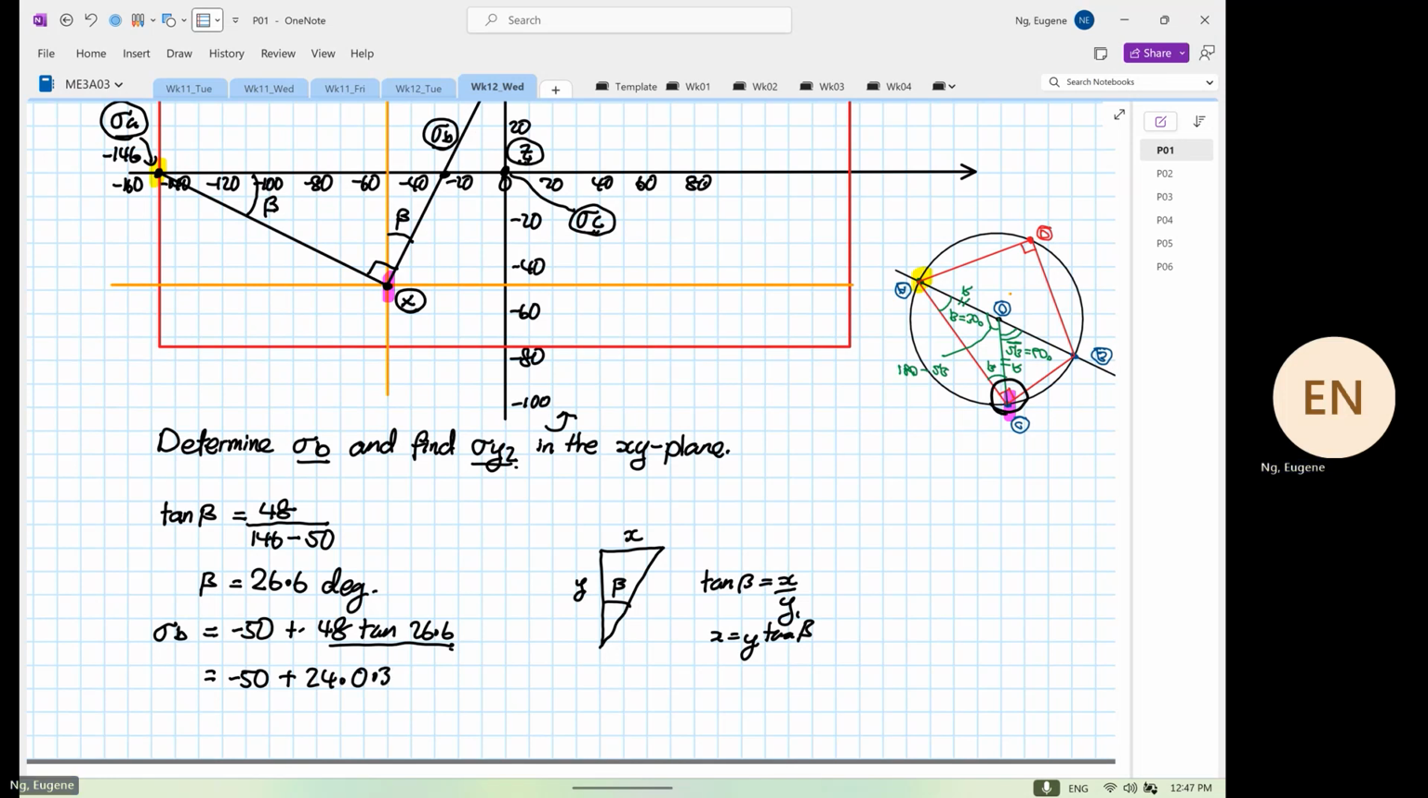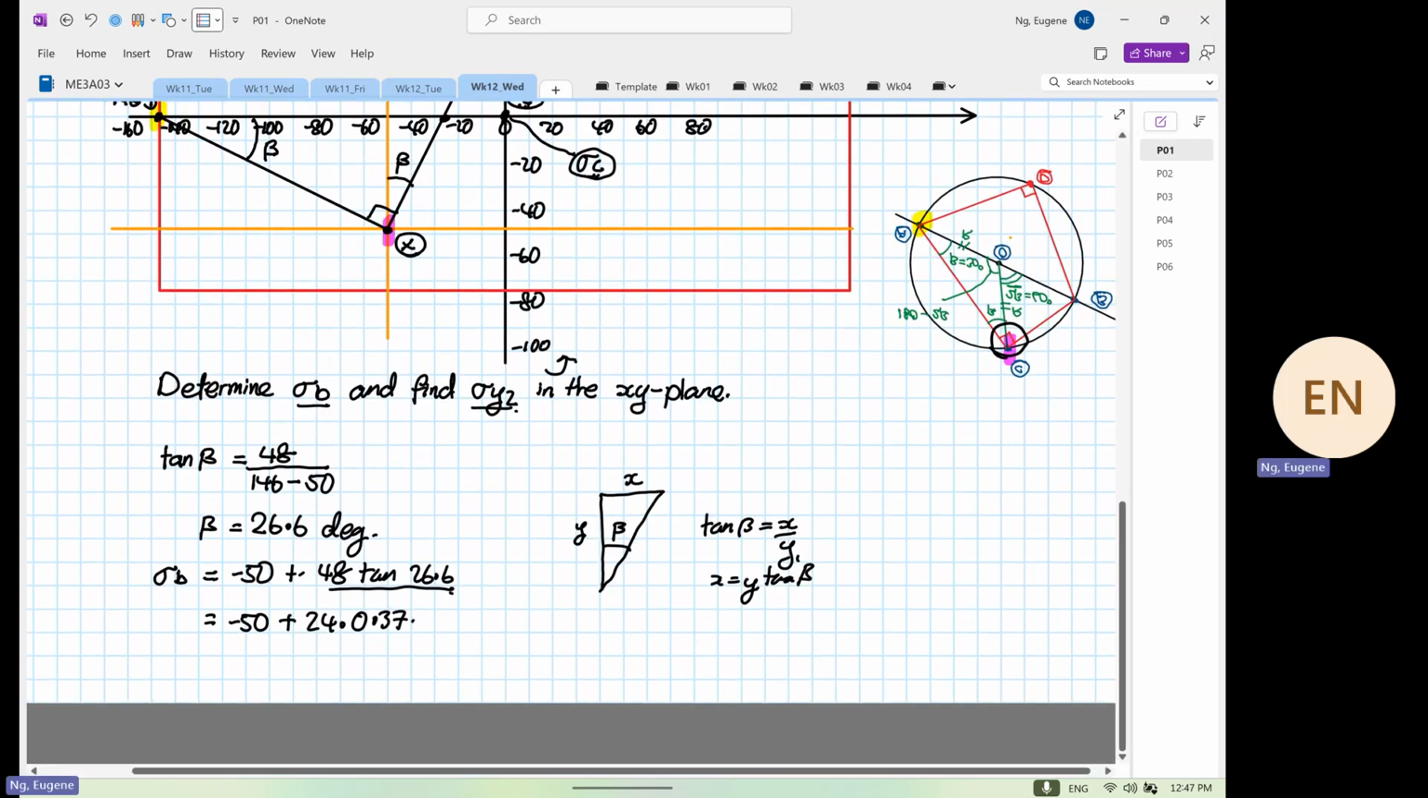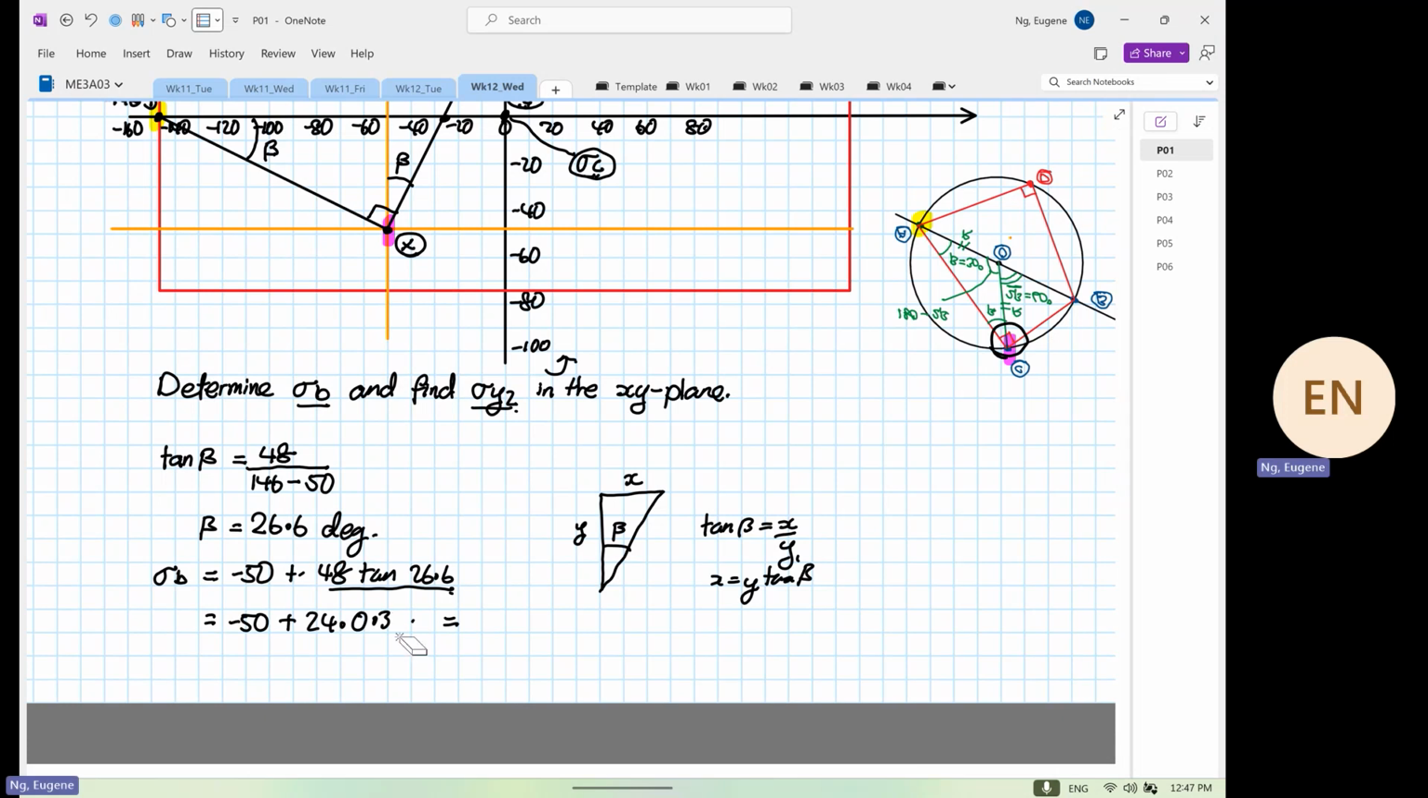24.037. Okay, so this will be equal to minus 50 plus 24.037. It's equal to minus 25.963 megapascal. Okay.